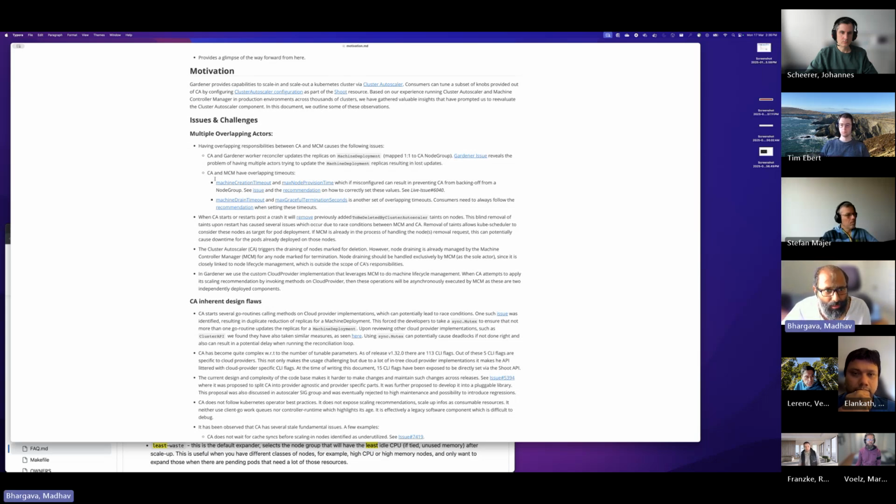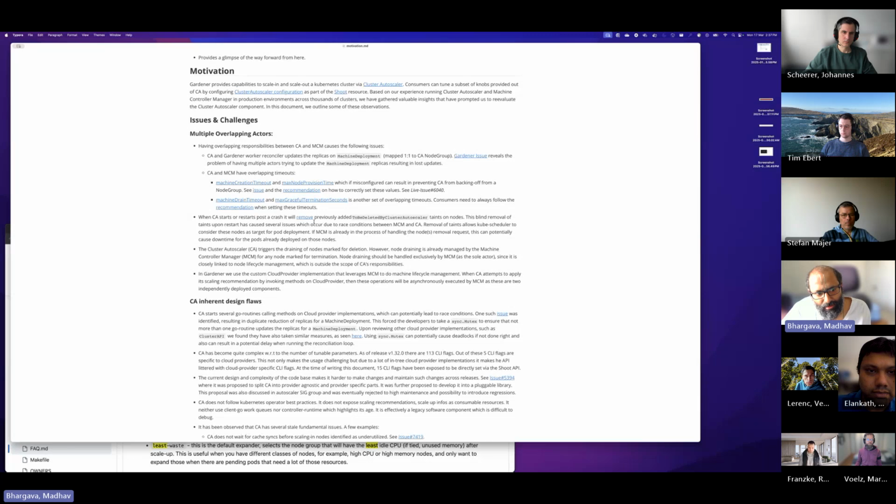Now we have timeouts that are defined at the machine controller manager level and also at the CA level. These are overlapping timeouts, and one needs to really know how to properly configure these. If you don't configure these properly, then you end up with problems. We have highlighted one of the issues where these problems occur, and we also have a recommendation, which is part of the FAQ for machine controller manager. One is machine creation timeout and max node provision time, which is one such combination. Another is machine drain timeout and max graceful termination seconds. This is another one which has an overlap. So these are just two examples of an overlap.